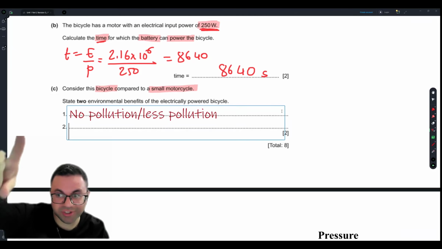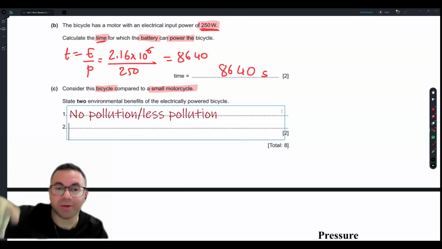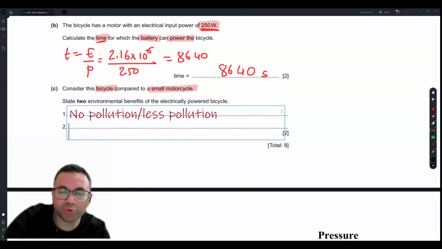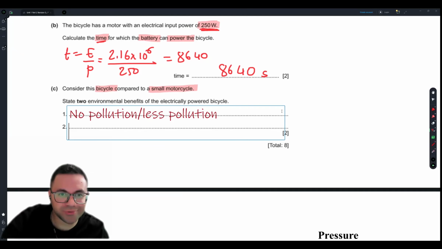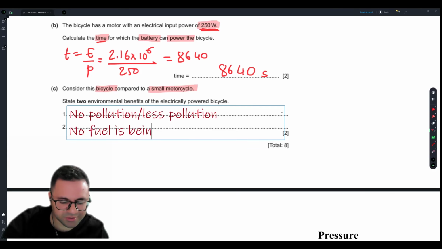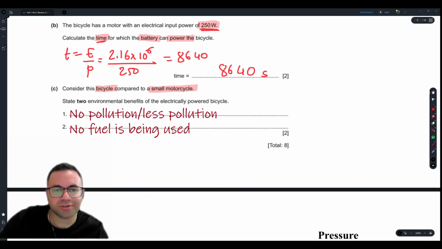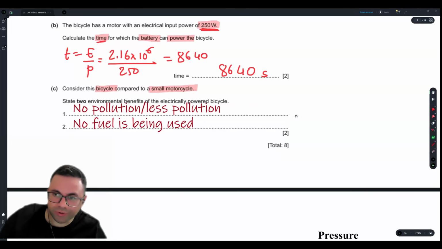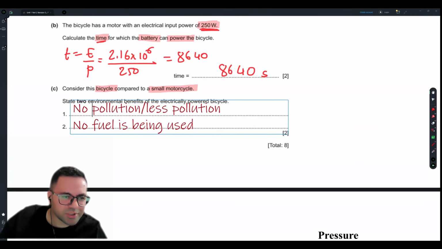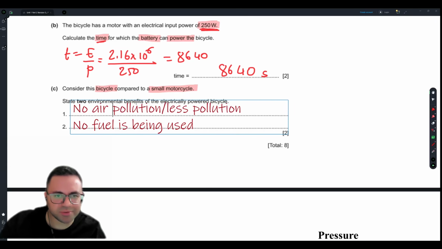Because you still have to charge your battery. But you do not burn fuel. There is no fuel being used. So we don't end up using up the fuel that we have on Earth. That's an environmental benefit. I don't have to consume more fuel. I don't have to dig for more oil, which then furthermore produces less pollution and less greenhouse gases. And by the way, instead of saying no pollution and less pollution, I prefer to specify the type. So less air pollution or no air pollution. Okay.